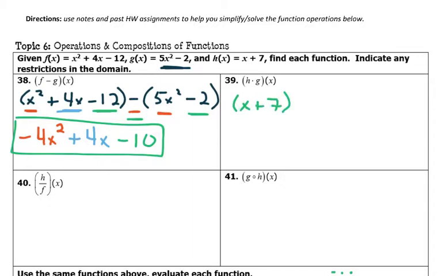Times g of x. What's g of x? It is 5x squared minus 2. FOIL, and we are done as long as we don't have any like terms. So here we go. FOIL it.